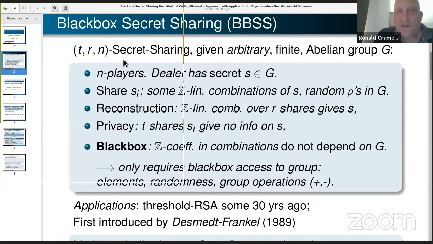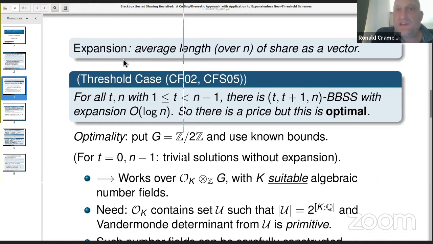Now, the expansion in a black box secret sharing scheme is the average length over the number of players of a share when viewed as a vector. So each player gets a number of elements, and the length of that as a vector is the expansion.